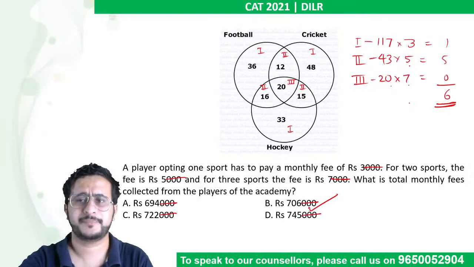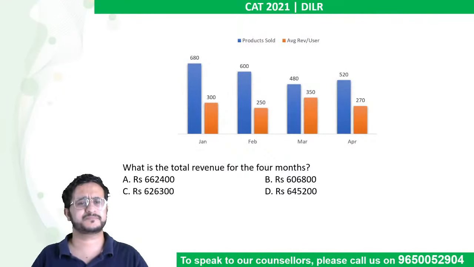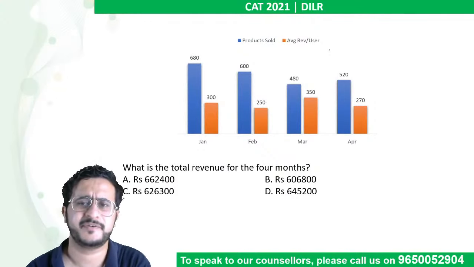Okay. Now let us say, suppose you have to find the total revenue for 4 months. So it says the product sold and average revenue per user.